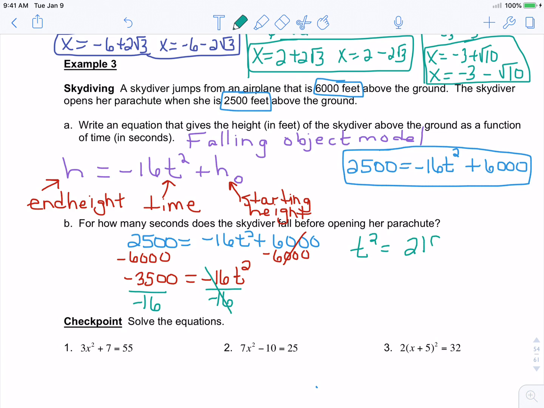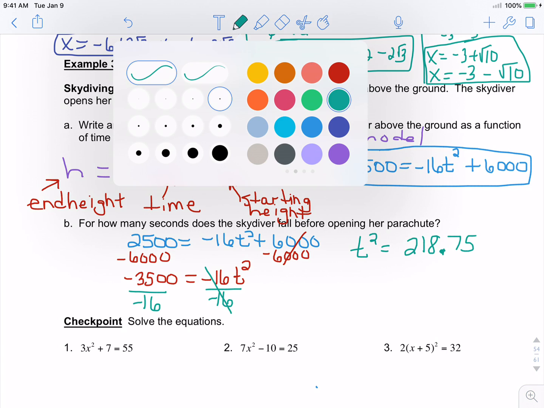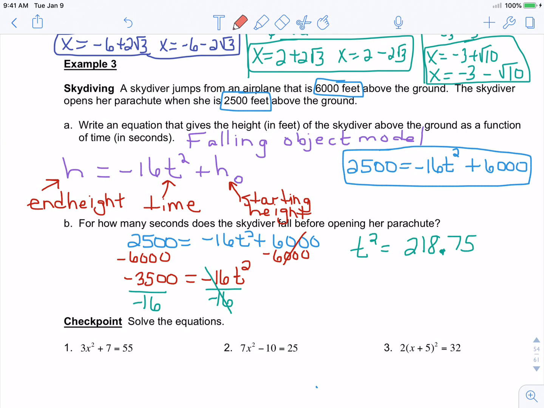218.75. So word problems, we use decimals because we're trying to find out how many seconds. So now the t squared is isolated. This is where we take the square root of both sides of the equation because our goal is to just get t, and by taking the square root, those cancel.